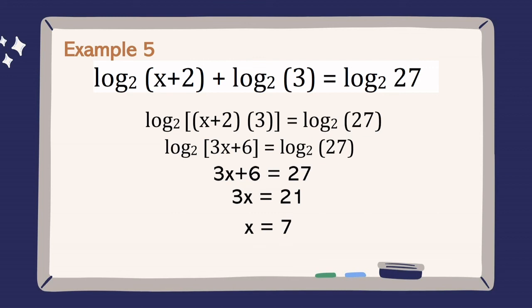Distribute 3 to simplify, giving us logarithm of 3x plus 6 to the base of 2 equals logarithm of 27 to the base of 2. Then we shall drop the log, which gives us 3x plus 6 equals 27. Then we transpose and combine like terms, so we have 3x equals 21. Divide both sides by 3, thus giving us the answer x equals 7.